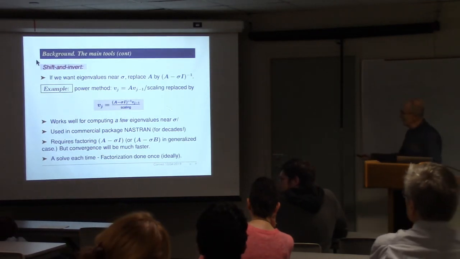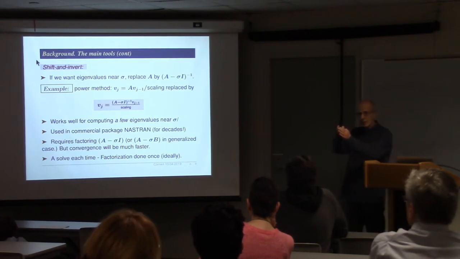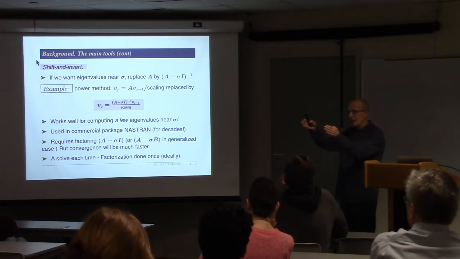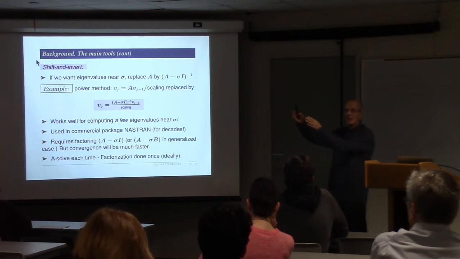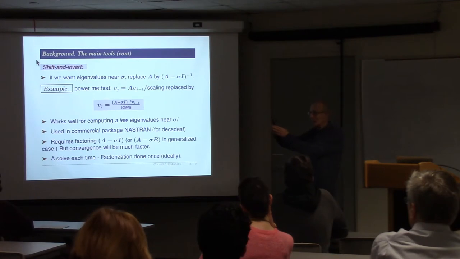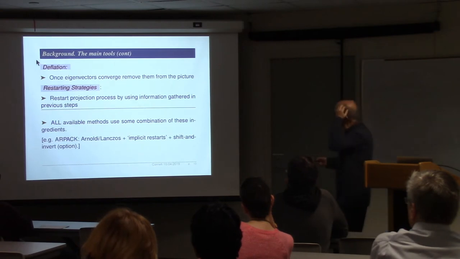So this requires factoring this matrix. In the case of Nastran, they would select a shift, sigma, and then go as far as they can until the convergence becomes slow. Once a sigma gets exhausted, they use another sigma and factor again, and continue doing that until they have all the values. That gives you an idea of how they work.